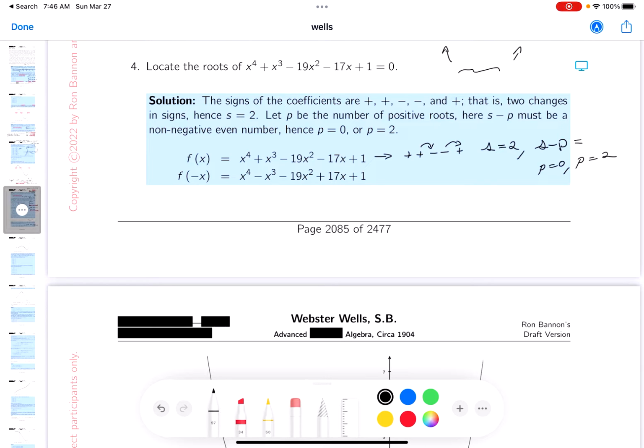Now, to look at the negative roots, what we do is we rotate the curve about the y-axis so the negatives become positive, and we do that by f of minus x, by the way. Let's look at the signs over here. Plus, minus, minus, plus, plus. We have 1, 2 changes, right? So S equals 2. S minus P, again, equals a non-negative even integer. So that means P equals 0 or P equals 2. So what do we have? For positive roots, we either have 2 or 0. For negative roots, we either have 2 or 0.